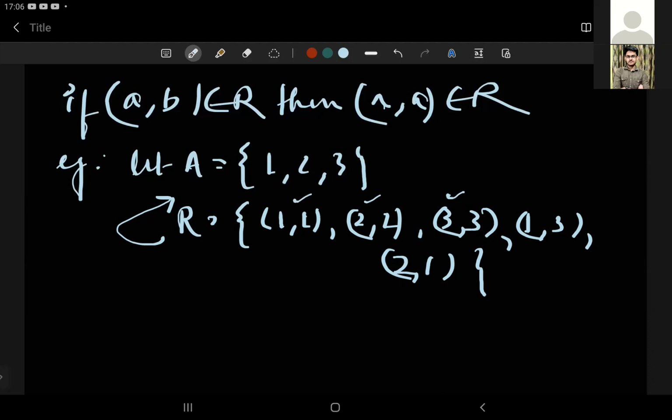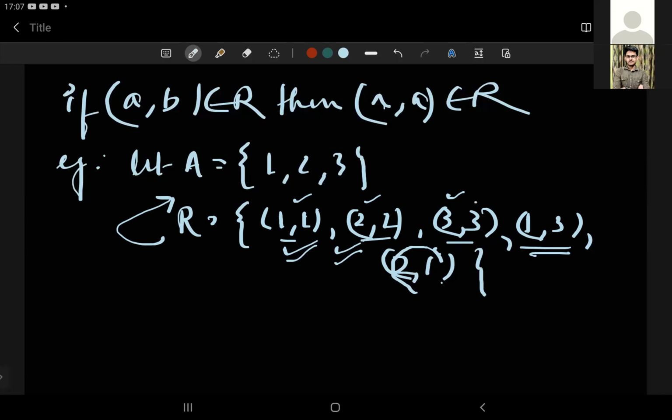If this question comes in your exam, these have to be there, right? So don't focus on these. Focus only on the elements which have x comma y different, right? So if you see over here, let's say 2 comma 1, and if 2 comma 1 exists, then 2 comma 2 has to exist. If 1 comma 3 exists, then 1 comma 1 has to exist.